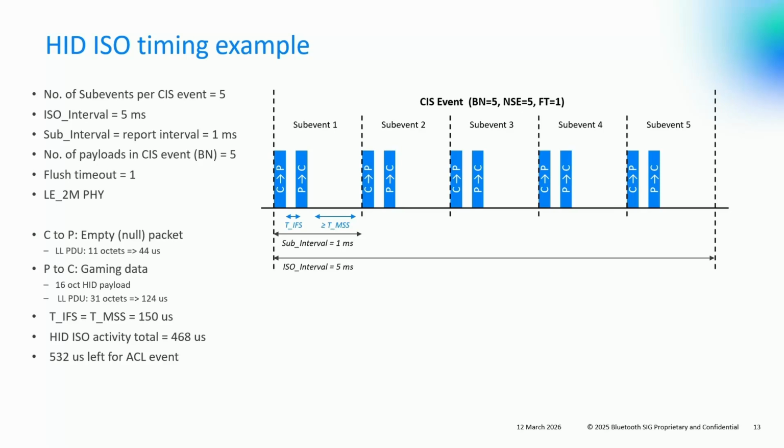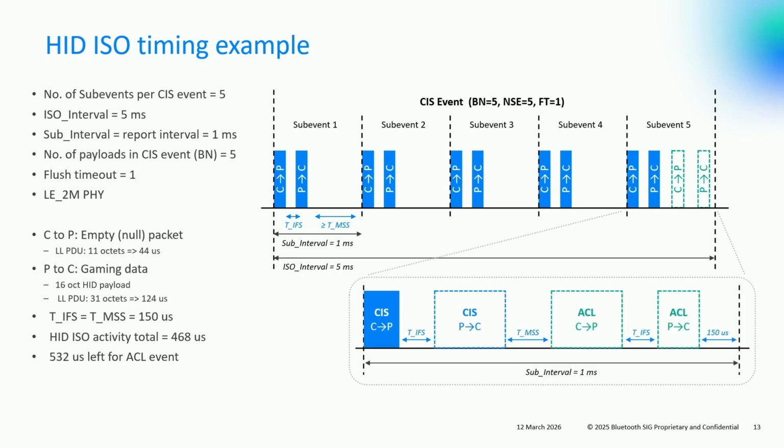So this means that you will have another 500 microseconds left in the 1 millisecond sub-interval to bring in ACL-based activity. So depending on the packet sizes being exchanged through ACL, you can potentially fit into the same timing window for a sys sub-event, isochronous data, and ACL-related data, which would allow the HID ISO protocol to operate at a max rate uninterruptedly.